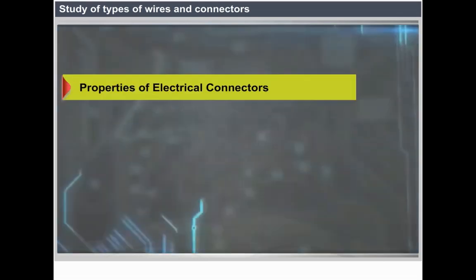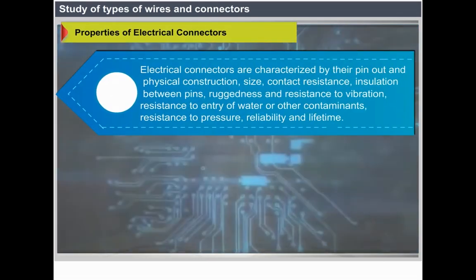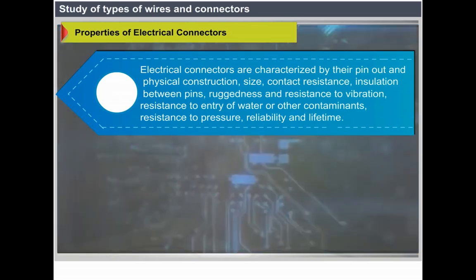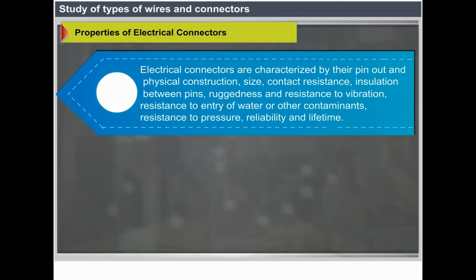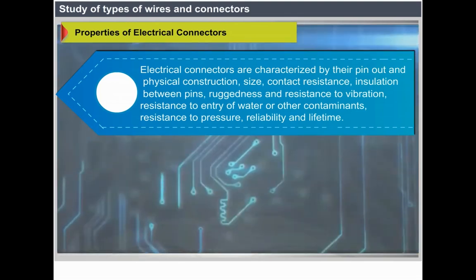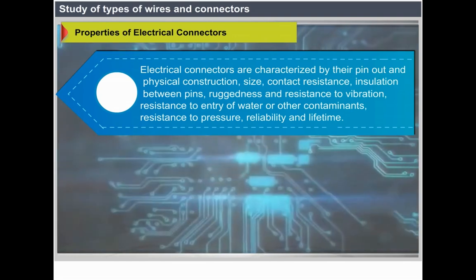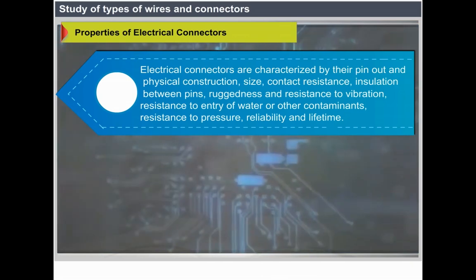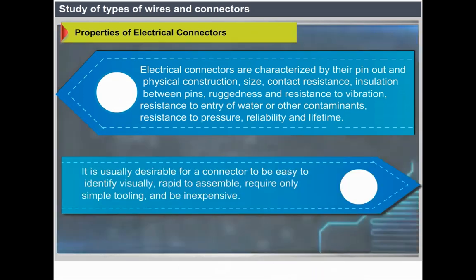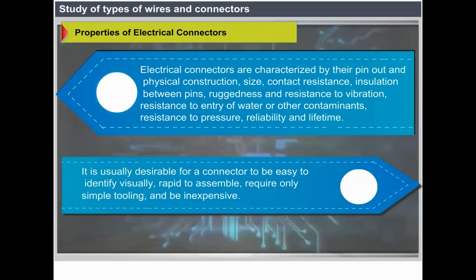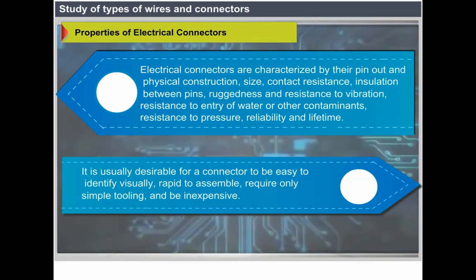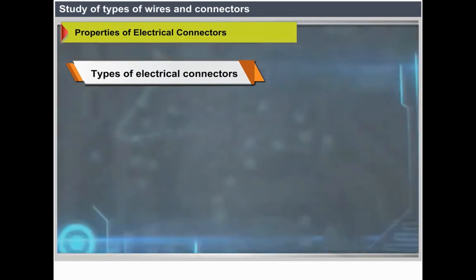Properties of electrical connectors. Electrical connectors are characterized by their pin out and physical construction, size, contact resistance, insulation between pins, ruggedness and resistance to vibration, resistance to any entry of water or other contaminants, resistance to pressure, reliability and lifetime. It is usually desirable for a connector to be easy to identify visually, rapid to assemble, require only simple tooling, and be inexpensive. Types of electrical connectors.